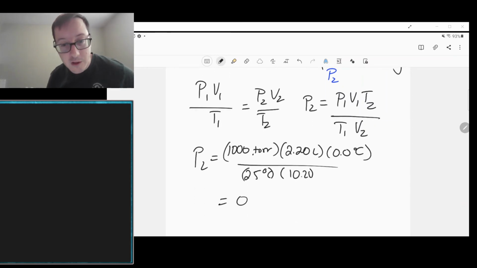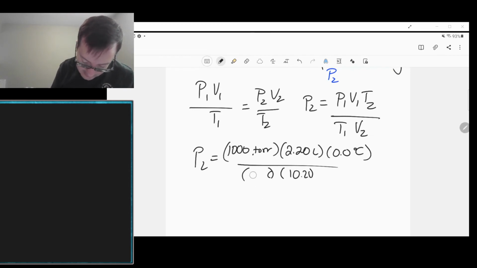Worse, what if temperature 1 was 0? Pressure can never be 0. It can also never be negative. So that's a hint we did something wrong. So we can never ever use Celsius. So we've got to convert those to Kelvin.